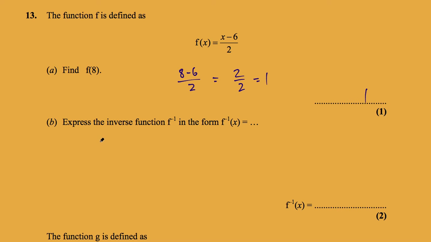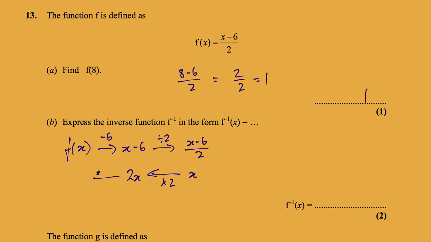So, in this, I think about what's happened to the x. When I did the function of x, I subtracted 6 to get x minus 6, and then I divided by 2 to get x minus 6 over 2. So working backwards, start with my x, multiply it by 2, and that will get me to 2x, doing the inverse operation to each one. And then, instead of subtracting 6, I add 6, which gives me 2x plus 6. So the inverse function is 2x plus 6.